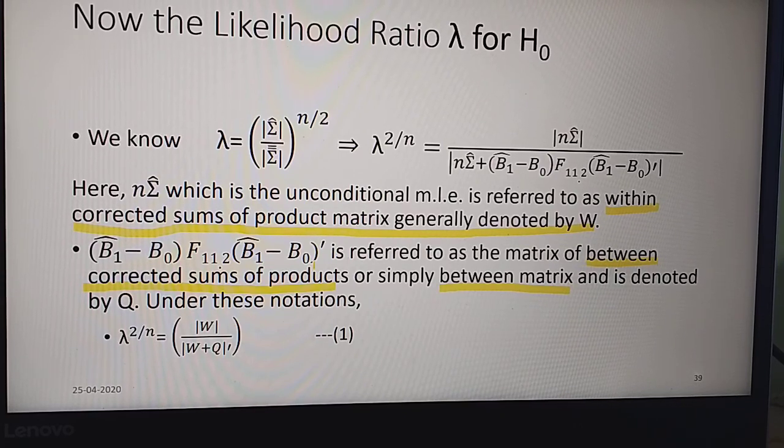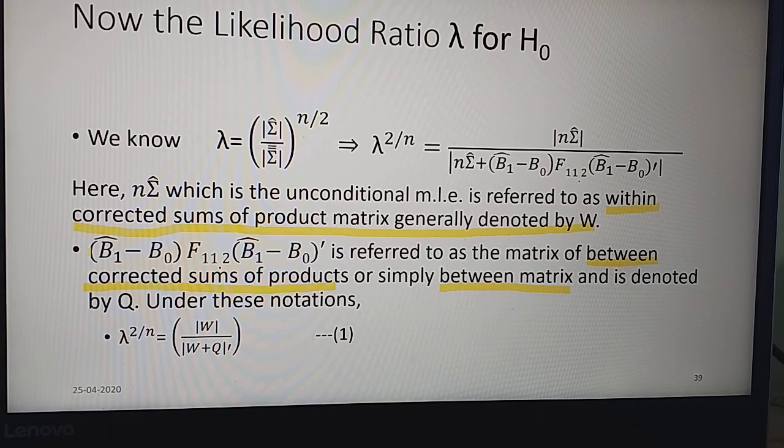So from another angle, n sigma cap speaks of the unconditional error within the sample. So n sigma cap, this is the unconditional variability within the sample. Sigma is the unconditional MLE. So we said that we refer to it as within corrected sums of product matrix, or simply within matrix. And this matrix is generally denoted by W. This matrix represents the error in the assumption H naught.